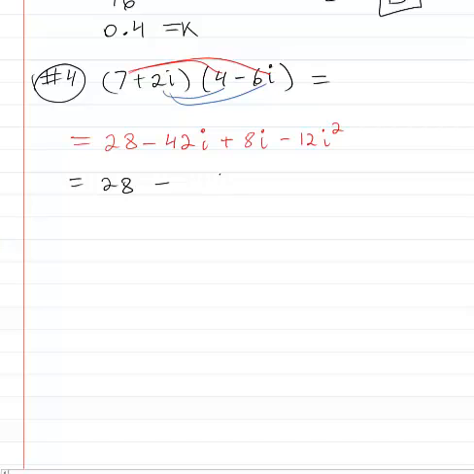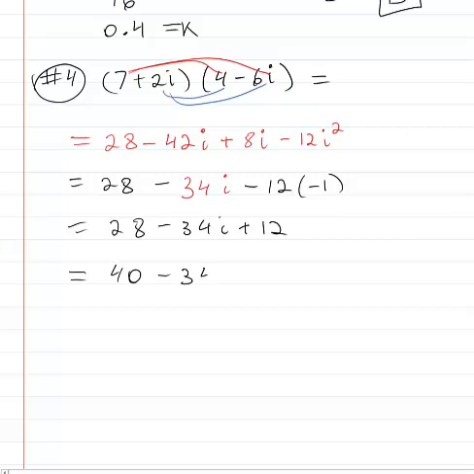Okay, so now we got 42 minus 42 plus 8, that gives us 34. So it's going to be minus 34i, and then minus 12i squared will be negative 1, so it's 28 minus 34i plus 12. Because i squared is negative 1, and then 28 plus 12 gives us 40. So it's 40 minus 34i is the final answer.